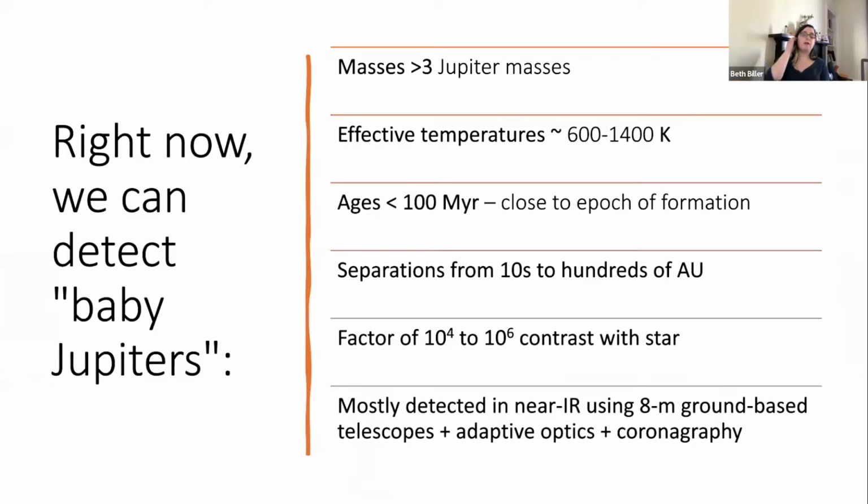So to recap, right now, the planets that we are imaging are essentially what I like to refer to as baby Jupiters. They're actually more massive than Jupiter, 3 to 20 Jupiter masses or so, relatively warm, 600 to 1400 Kelvin, especially compared to solar system planets, and young. In some cases, they're close to the epoch of formation, but some are still in formation. We detect them at separations of tens to hundreds of AU from their stars, and at contrast of 10 to the 4th to 10 to the 6th with the star right now. This has mostly been in the near infrared using 8-meter ground-based telescopes plus adaptive optics and coronagraphy.